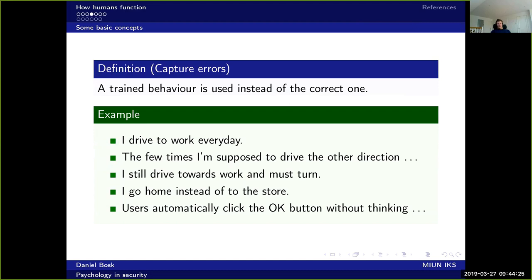Another example is when you are going home from work. Normally you go home, but this particular time you were supposed to stop at the store, but you simply drove past the store, and then you had to turn and go back when you realized.